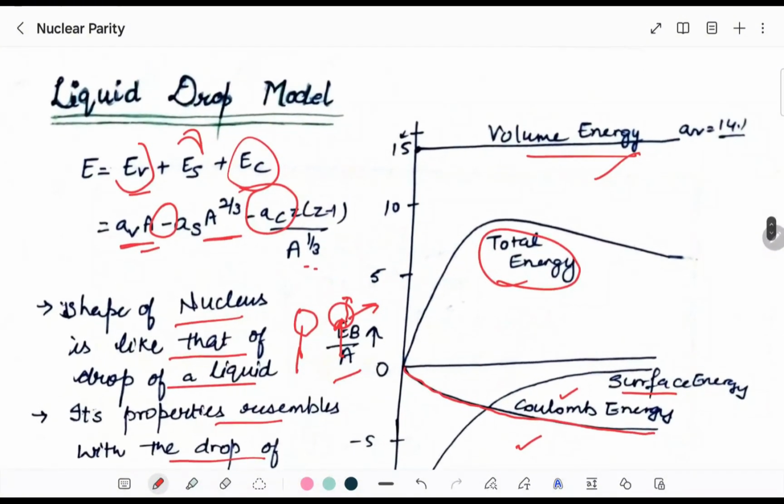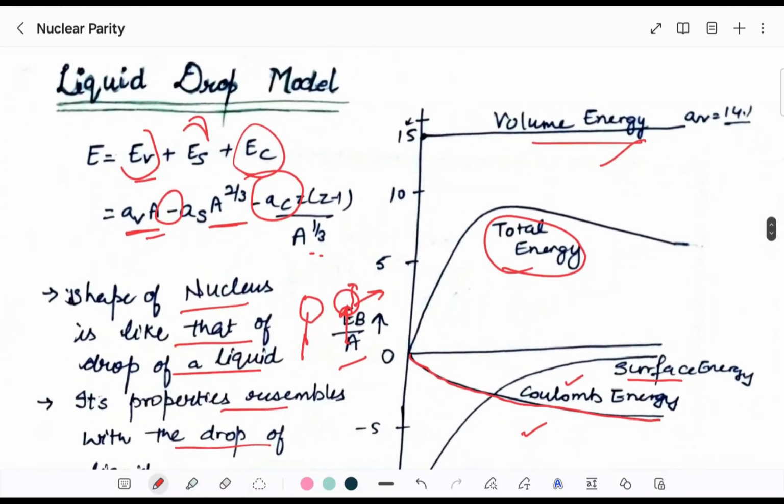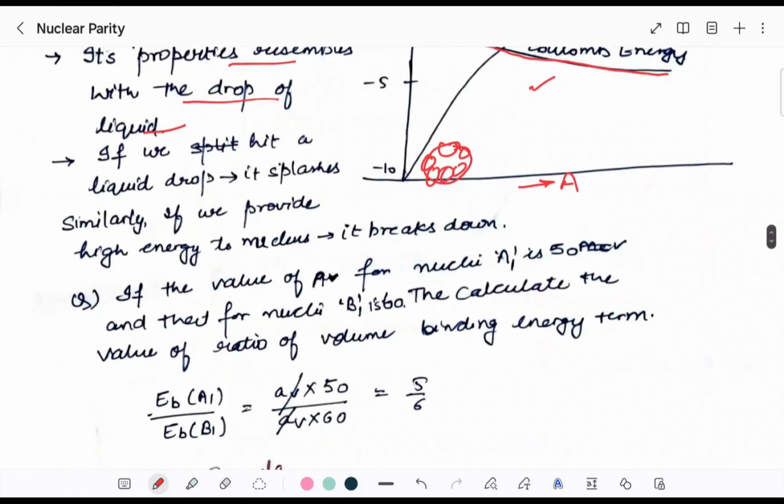I think you have understood the liquid drop model. It is very easy and very similar to the semi-empirical mass formula. We just need to take the first three energy terms. How does a question come from this concept? Suppose the value of A for nucleus A1 is 50 and that for nucleus B1 is 60, then calculate the ratio of the volume binding energy term.